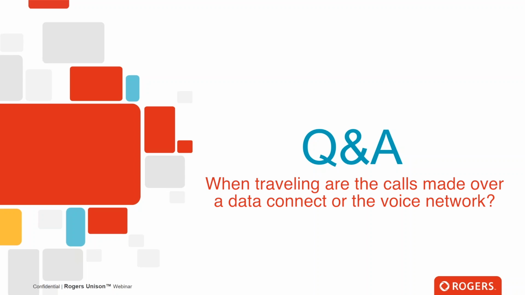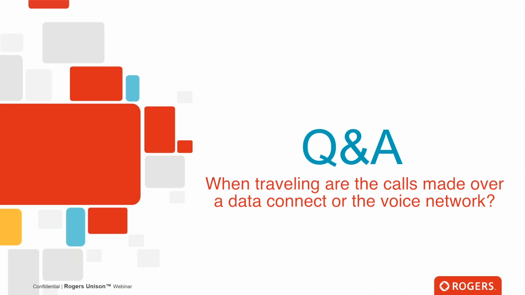When traveling, are the calls made over a data connection or the voice network? That's a great question. So it depends on what you're using. If you're using a soft phone, whether it's on a desktop, tablet, or a mobile phone, soft phones use data. So it's going to be using either the data from, say, LTE, or the data from Wi-Fi, or if it's connected to a fixed wired connection like an Ethernet jack, it's going to be using data. So if you are traveling, you could be using a hotel's Wi-Fi, maybe you're using roaming data in that sense.